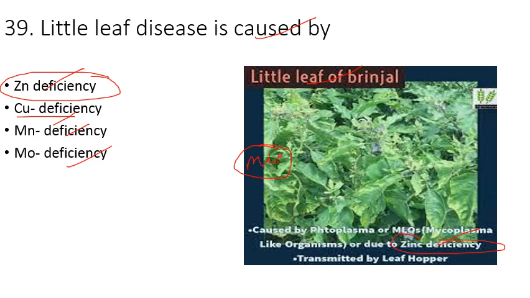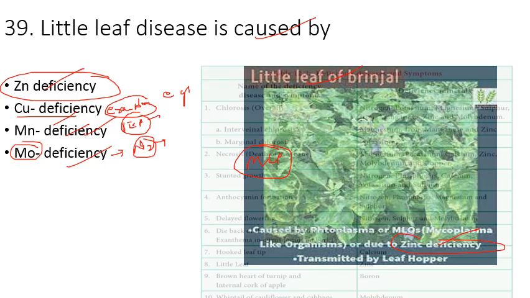Copper deficiency causes one disease that is known as exanthema. In this disease, plants secrete some exudate like glue. Then manganese deficiency. Manganese is an important component of the OEC, the oxygen evolving complex, so the plant is unable to carry out the process of photosynthesis. Then molybdenum deficiency. Molybdenum is an important component of the enzymes of nitrogen fixing bacteria, so it alters the nitrogen fixation process.